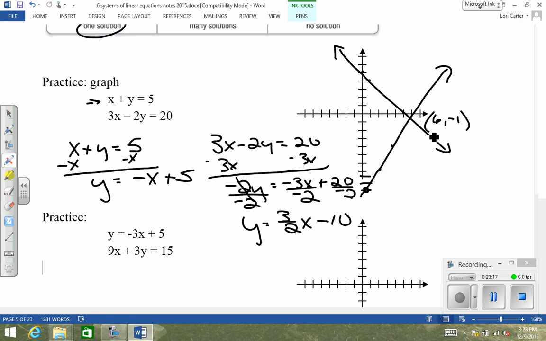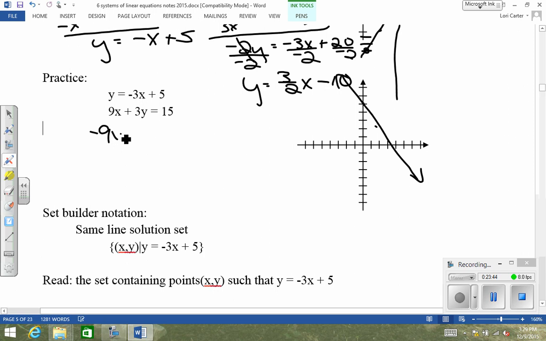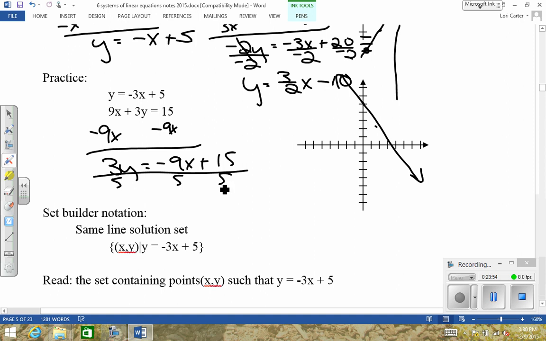Next one. So the next one is what? Infinity. Yes, it is consistent, dependent. How did you solve the last one? I looked at it, it was the same. Subtract the 9x. 3y equals negative 9x plus 15, then what? So y equals negative 3x plus 5. It is the exact same line. Yes.